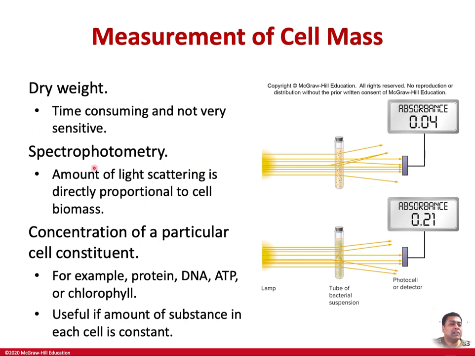Spectrophotometry is a classic example, where light scattering is directly proportional to the cell biomass. So what you do is, you have the bacteria and you shine a monochromatic light on top of that. And depending upon the concentration of the bacteria in the solution, it's going to scatter the light less or more. What do you mean by that? A dilute solution will scatter the light less because there are fewer particles. A concentrated solution will scatter the light more because there are more particles or bacteria present in there.